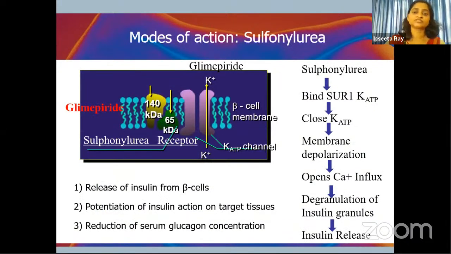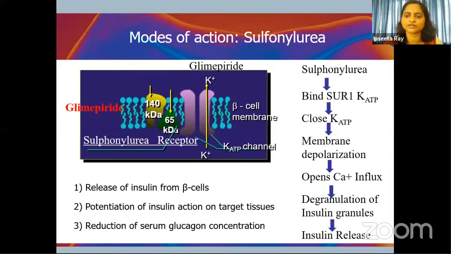Out of that, the conventional drug is sulfonylureas, and we should all be familiar with how it acts. Sulfonylureas bind to the pancreatic beta cell. In the pancreatic beta cell, there are receptors for sulfonylureas. It binds to the potassium ATP channels and causes closure of the potassium ATP channels. As a result, there is membrane depolarization. This causes influx of calcium.